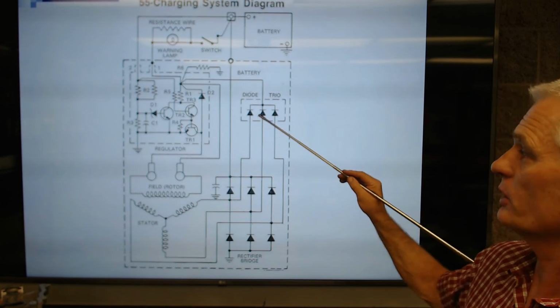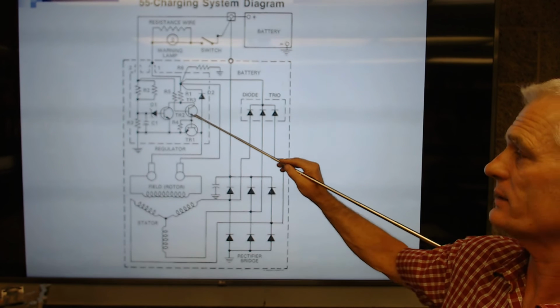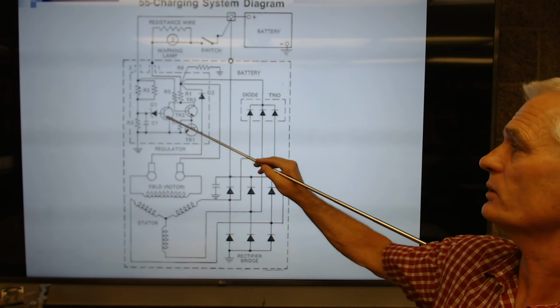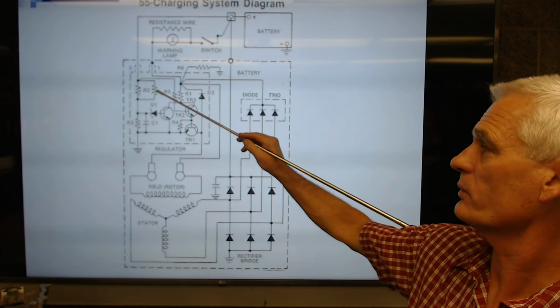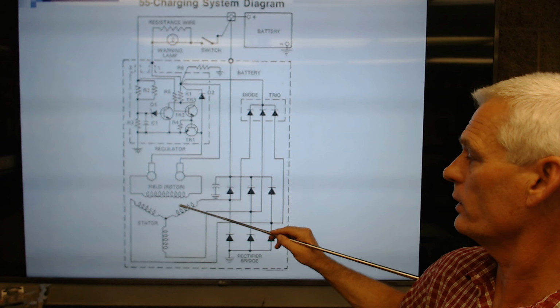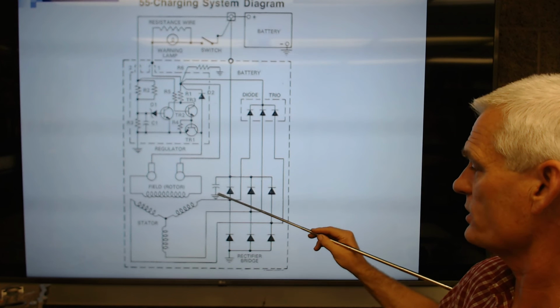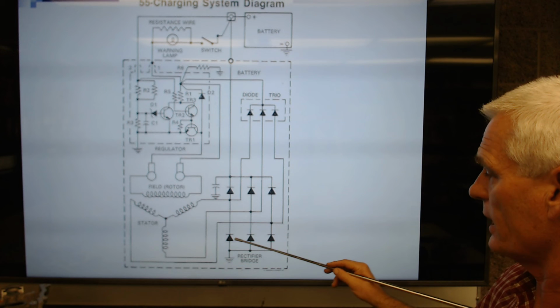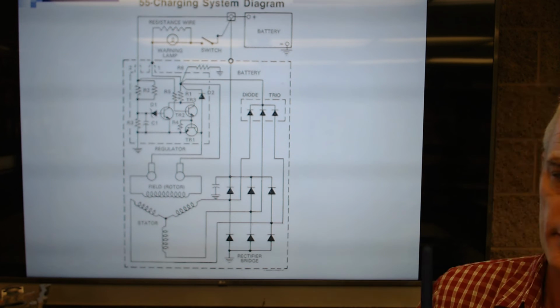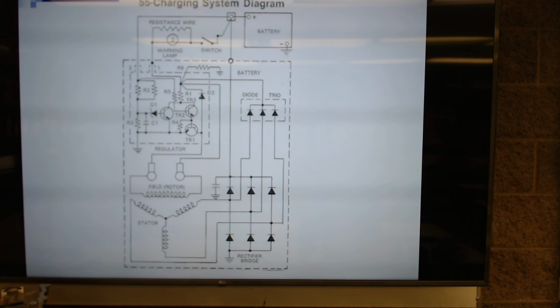So these are the universal symbols. That's a transistor, a resistor, a coil, a ground symbol, a capacitor, and these are diodes. Okay, so you get an idea of what those things are.